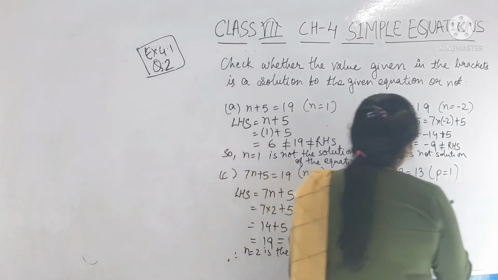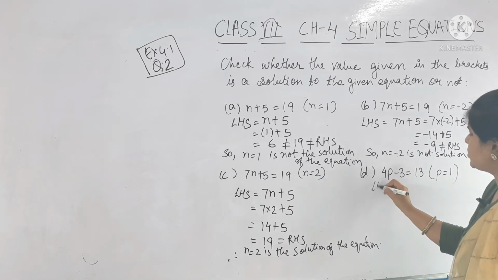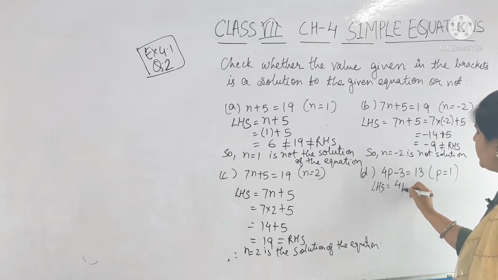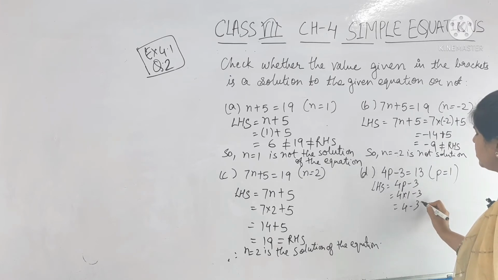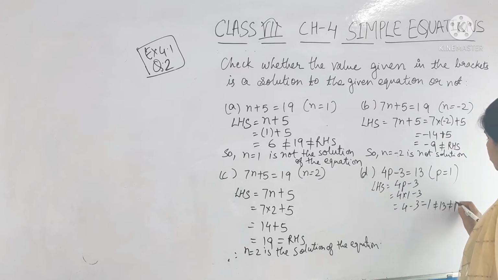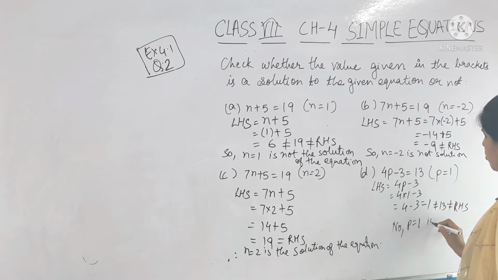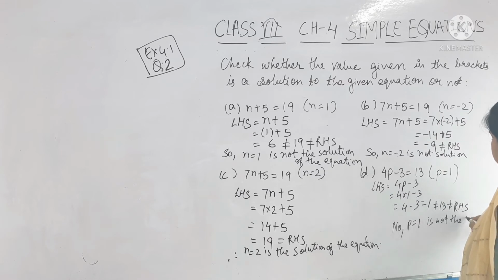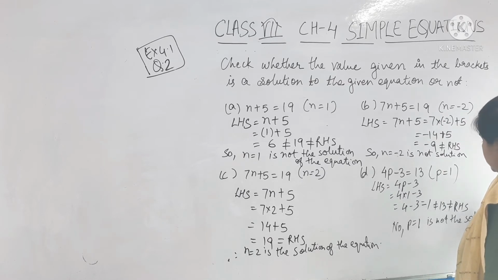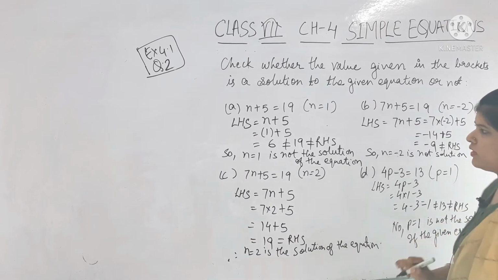Okay. Now come to the D part. Here for p equal to 1 we have to check. LHS is equal to 4p minus 3. So 4 into 1 minus 3, that is 4 minus 3, that is equal to 1, not equal to 13, not equal to RHS. So p equal to 1 is not the solution of the given equation. Like this you have to solve the equation.